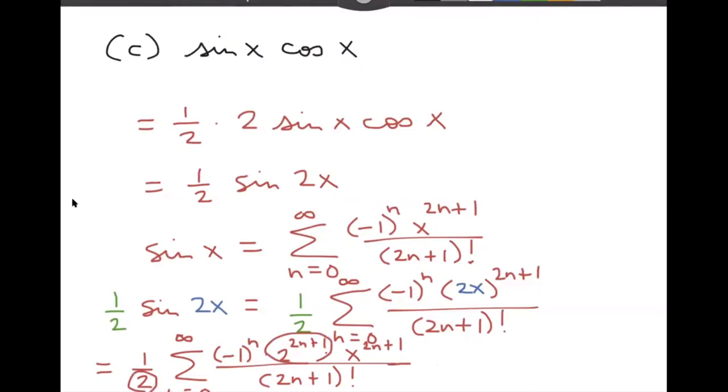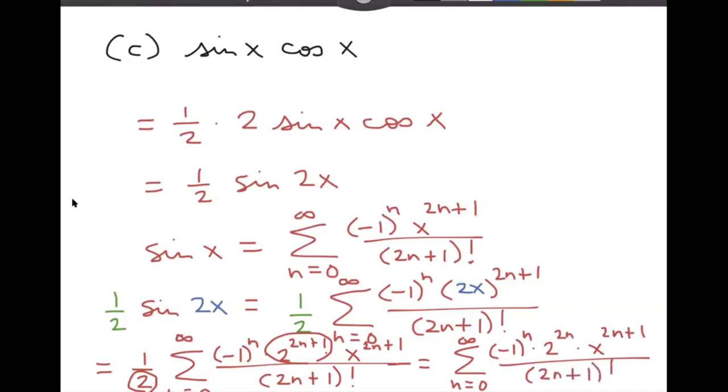I'm just going to bump the exponent on the 2 down by 1. So we're going to have the sum n going from 0 to infinity, negative 1 to the n times 2 to the 2n times x to the 2n plus 1 over 2n plus 1 factorial.